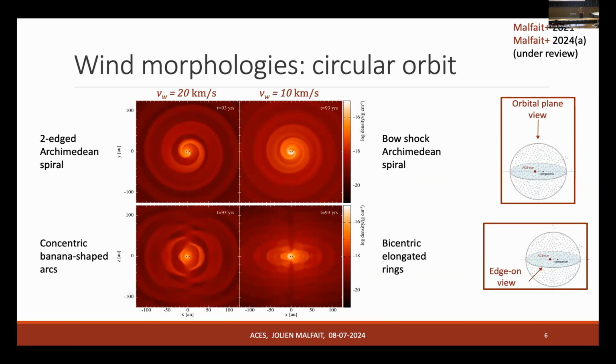So you have the forces directed in the orbital plane, and that is why you see that these rings are so elongated. And this effect will be stronger if the wind velocity is lower, because then the relative effect of the orbital velocity is larger.